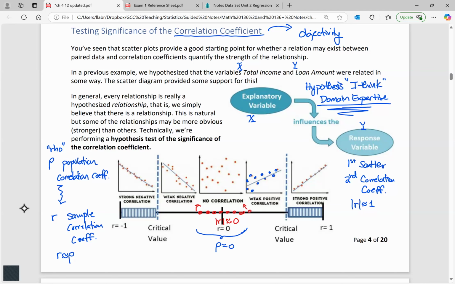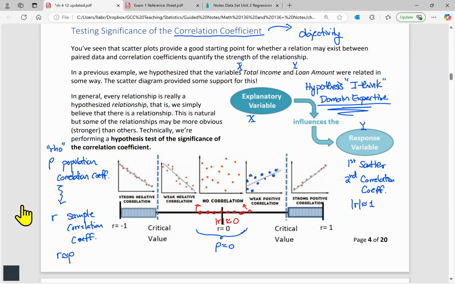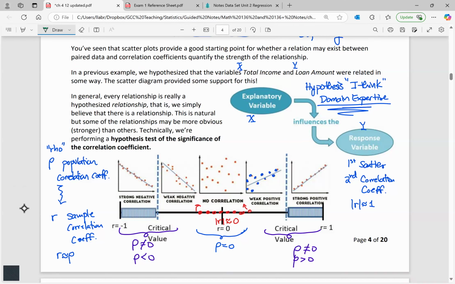On the other hand, if there really is a pattern in my data in the population, then I expect the population correlation coefficient rho to not be 0. So it could be positive. If it's not 0 and positive, then it could land somewhere over here. And if rho is not 0 and rho is negative, then it'll land somewhere over here. Now, I'm not quite sure where the sample correlation coefficient lands, because remember, this is random, so you're not going to get the exact value of the population, but we do expect that we're going to be relatively close.